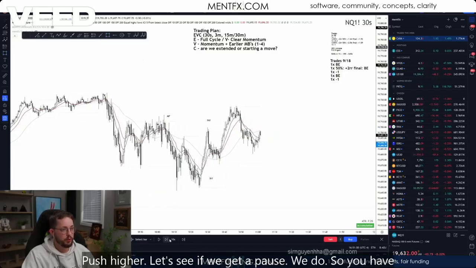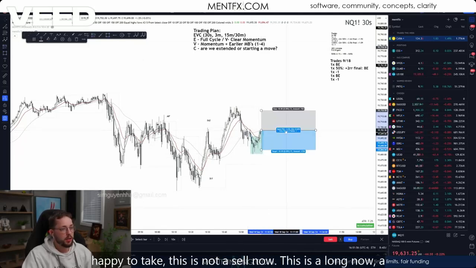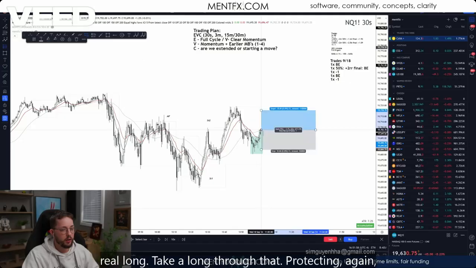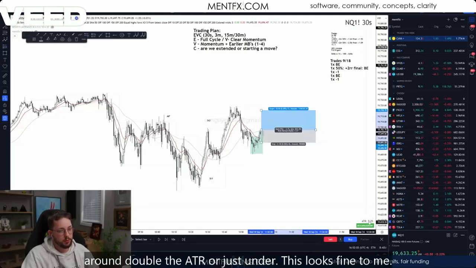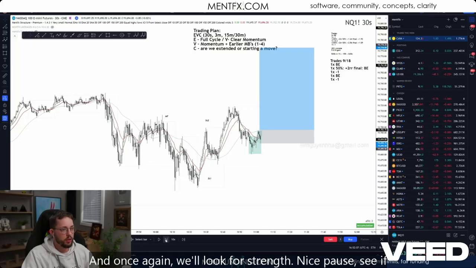Push higher, see if we get a pause. We do. So you have this MB followed by the buildup of a new demand. More than happy to take, this is not a sell now, this is a long now, a real long. Take a long through that, protecting again around double the ATR or just under. This looks fine to me. And once again, we'll look for strength.